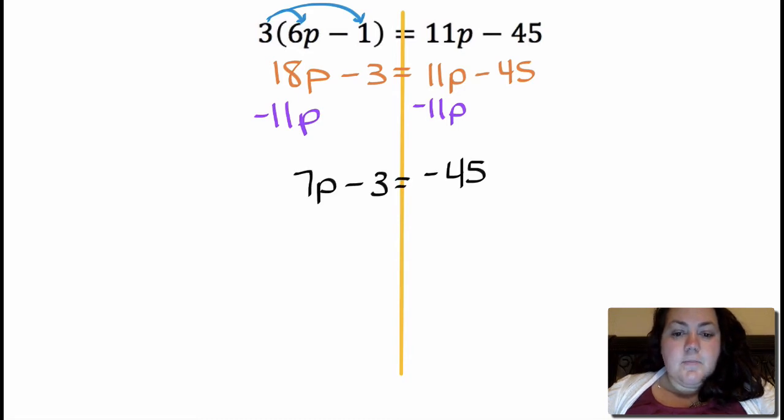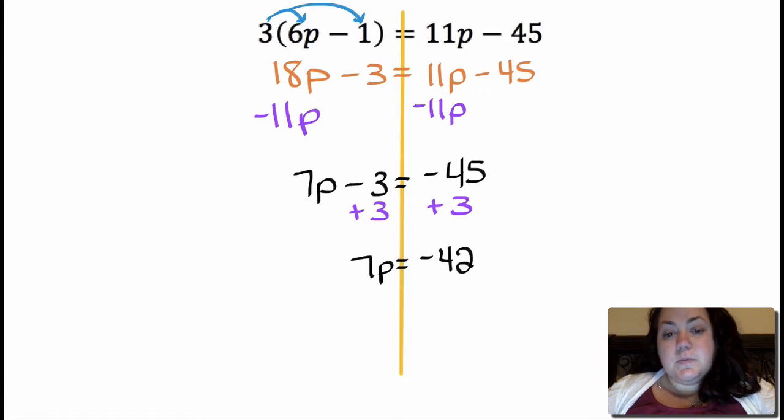That gives me 7p minus 3 equals negative 45. I want to get p by itself, so I'm going to add 3 to both sides. That gives me 7p equals negative 42. When I divide by 7, I get p equals negative 6.